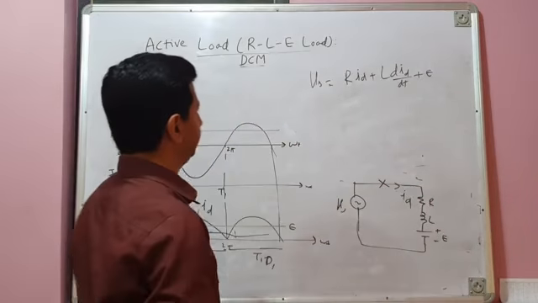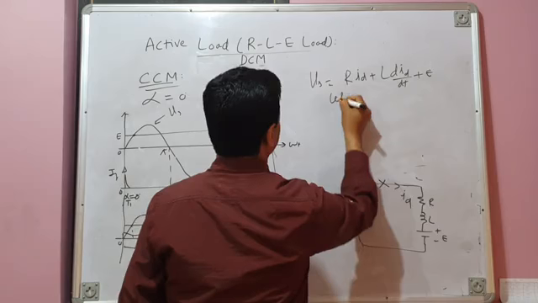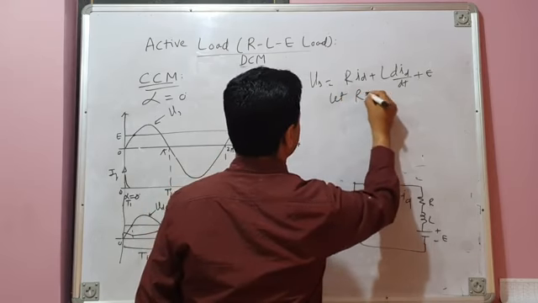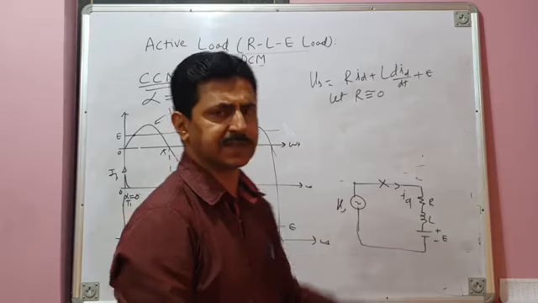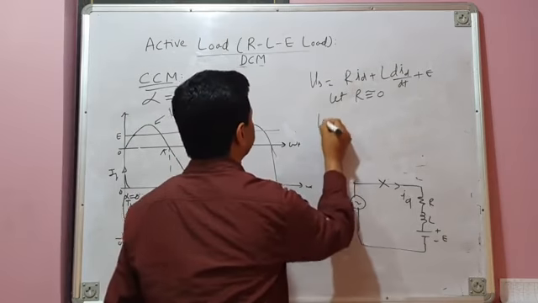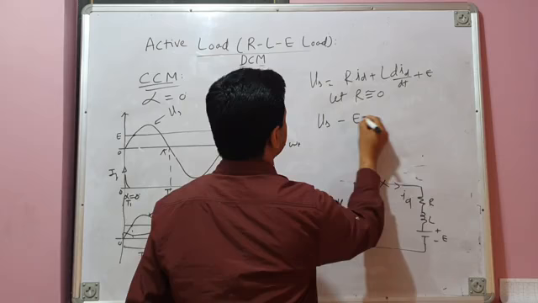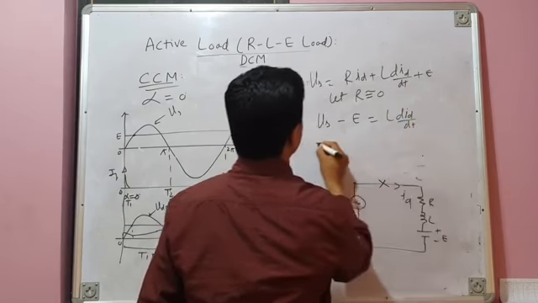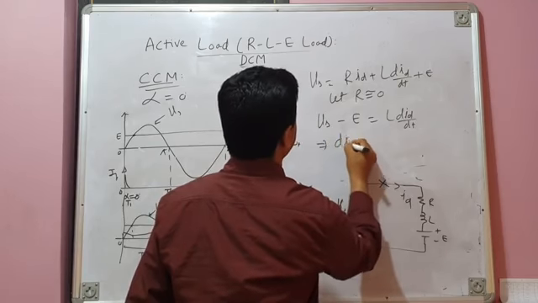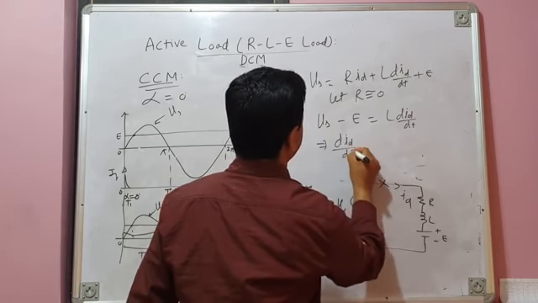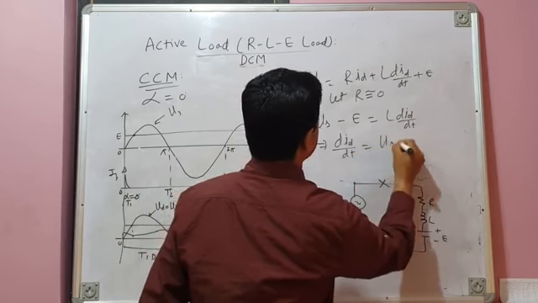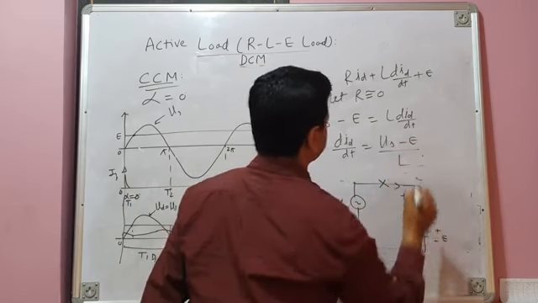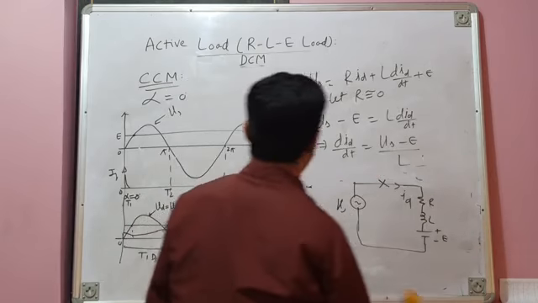Simple, KVL. So let us assume load resistance is nearly 0, so let us assume resistance is negligible. Therefore, in that case, Vs minus E will be equal to L dId by dt. So this will give us dId by dt, the rate of rise of current, equal to Vs minus E by L. Okay, so this is very important.